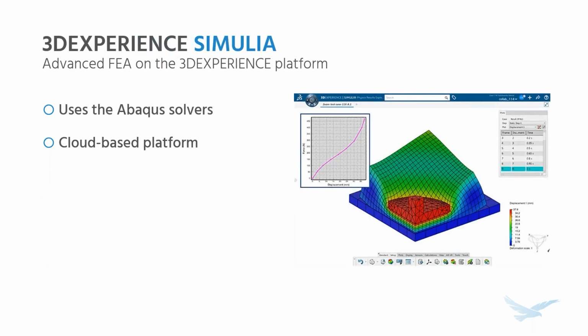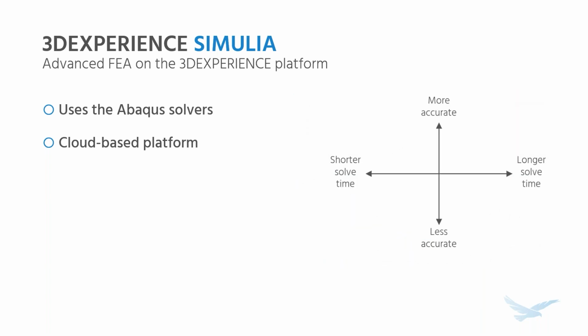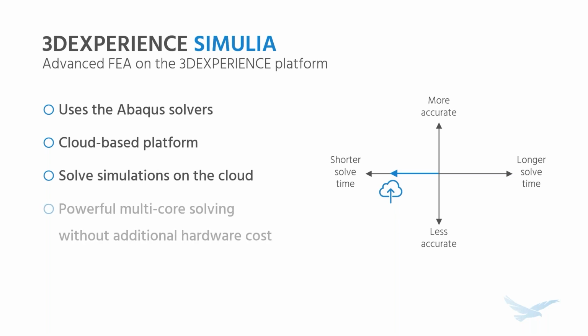Now for the third simulation tool, the Simulia tools on the 3DEXPERIENCE platform, we talked about how this uses the same Abaqus solvers. And so it has the same good scalability as Abaqus. The difference here is it's on a cloud-based platform. And so we can solve faster by using more cores. In Abaqus, we had to spend more money in order to solve even faster. Here, we can solve simulations on the cloud, and so we can push our solve times down without having to spend a bunch of money on hardware.